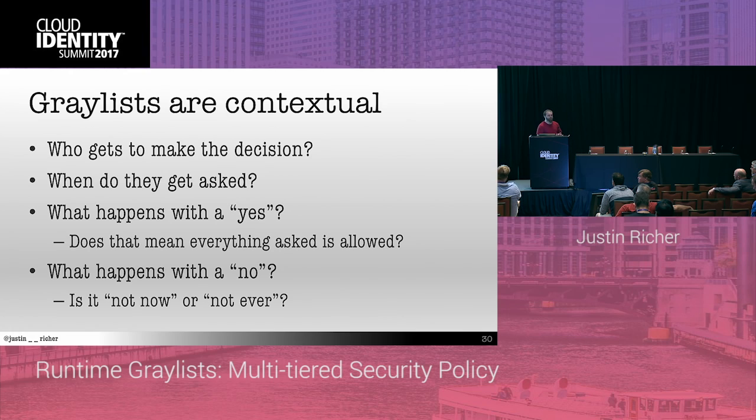And the decisions of those gray lists are also contextual because who gets to make those decisions? Oftentimes it's the user, sometimes it's not, as we'll see in a minute. When do you ask them? Do you ask them immediately as they're going through? Do you ask them later on? When they say yes, does that mean yes forever and always? It will always be a yes. Or when you say no, does it mean never ask again?